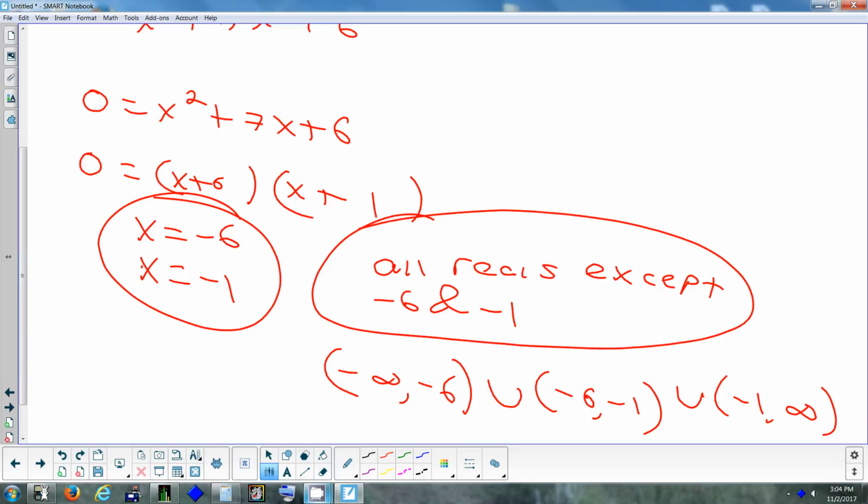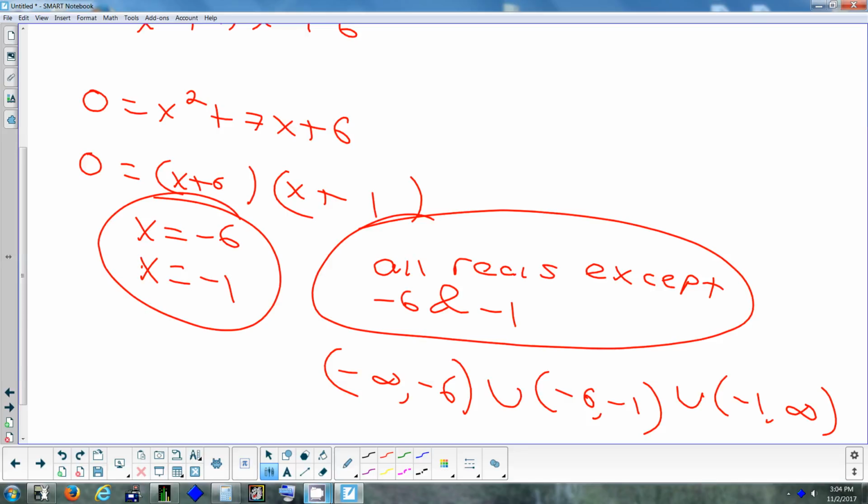Any question on how you find the domain or how you write the two answers? Which way I'm going to have you write it? Well, it depends. I could have you just write it as a sentence, or if it's a multiple choice question, I might write it like on the bottom. All right, so that's domain.